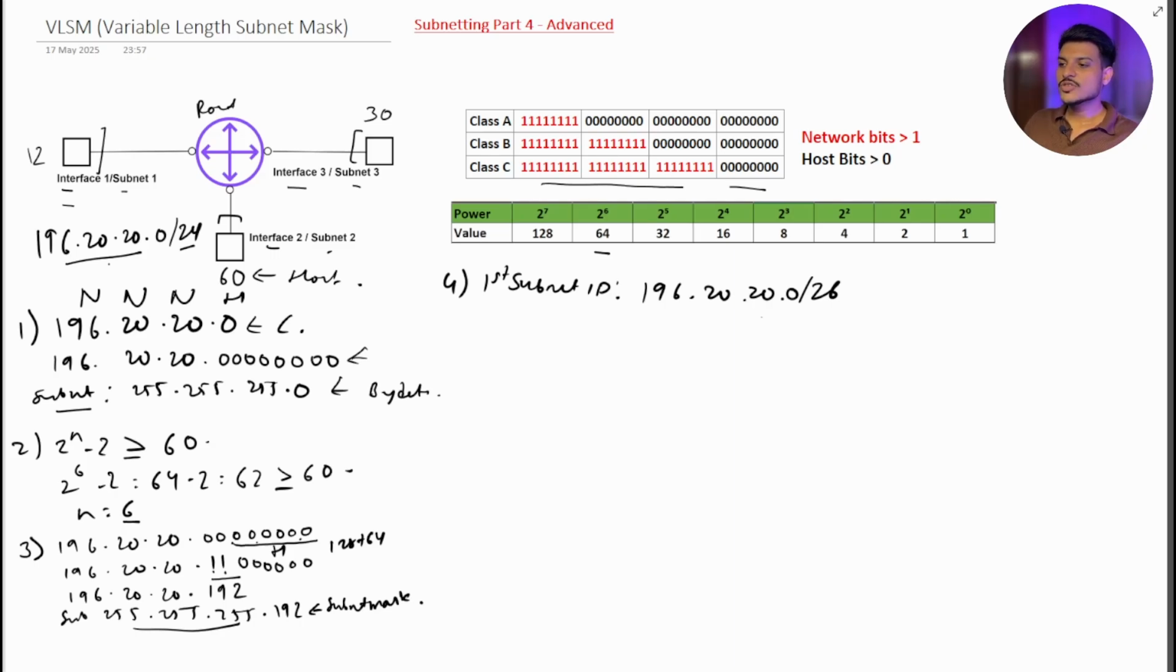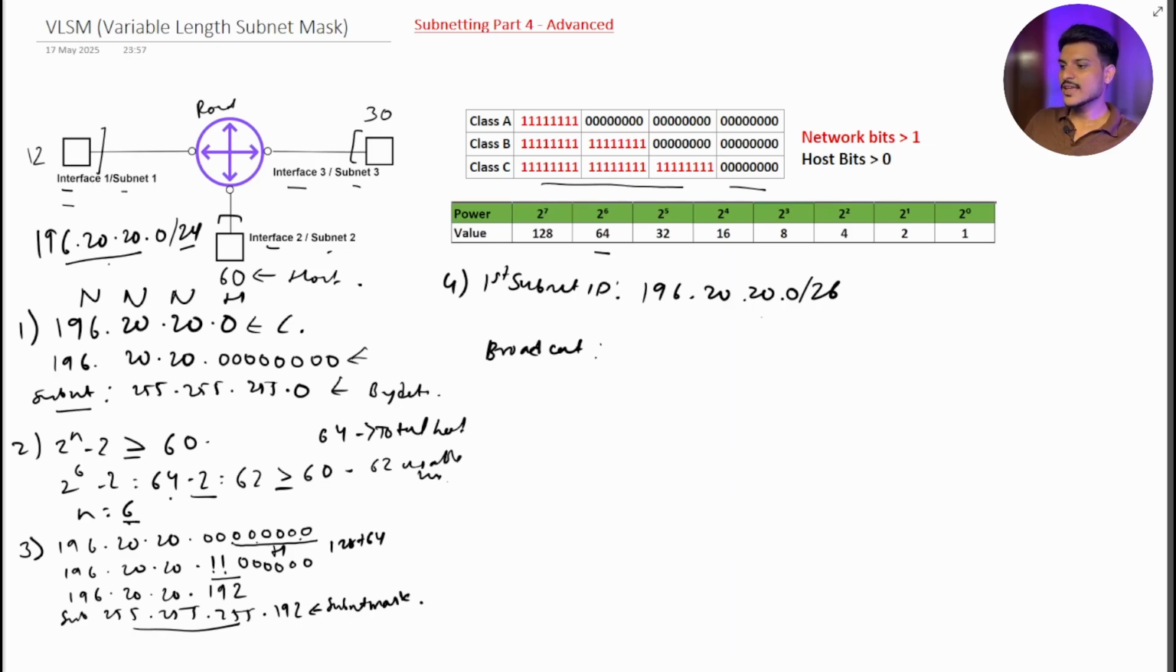Now the question is, what will be our broadcast IP, meaning the last IP for this subnet? Our n value was 6, and in this table 2 raised to 6 is represented by 64. So 64 was the total possible hosts. After subtracting two, the first for the subnet ID and the last for the broadcast IP, the number of usable hosts was 62.